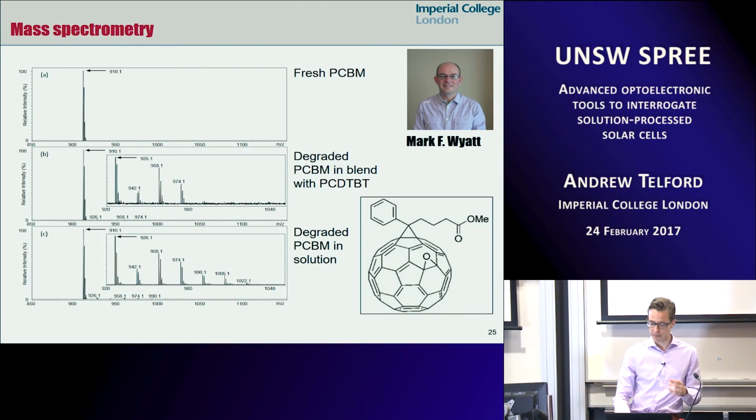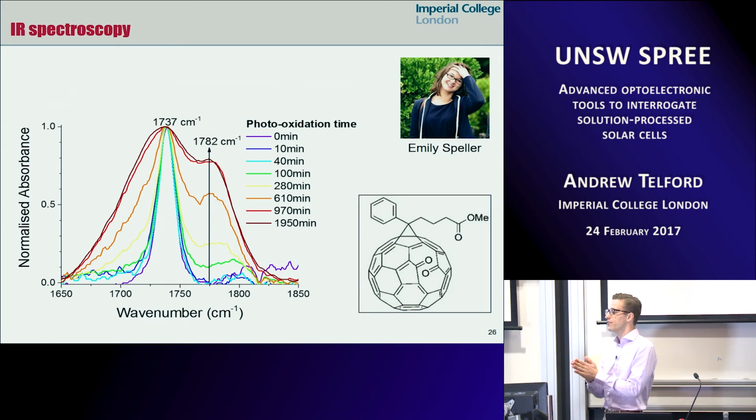Okay, so mass spectrometry showed us that after photooxidation, you would get the peak for PCBM, but also peaks with 1 oxygen, 2 oxygen, 3 oxygen, and so forth. And then by FTIR, we could detect quite well the formation of additional carbonyls. At the beginning, you have a sharp peak, which is the ester on the side chain, and then you get a broadening of this peak with an extra shoulder forming, which is consistent with carbonyls in this sort of environment.